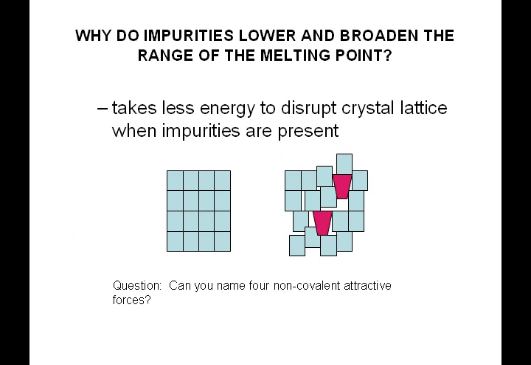Impurities lower and broaden the range of the melting point. It just takes less energy to disrupt a crystal lattice when impurities are present. The impurities interfere with the weak forces that hold the crystal together.